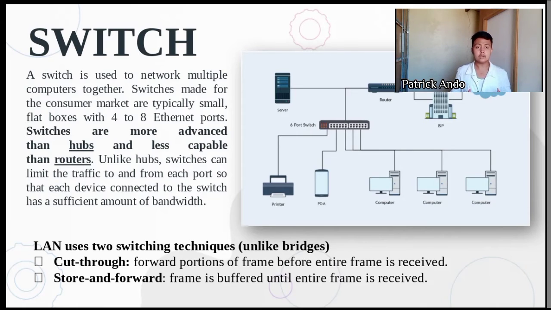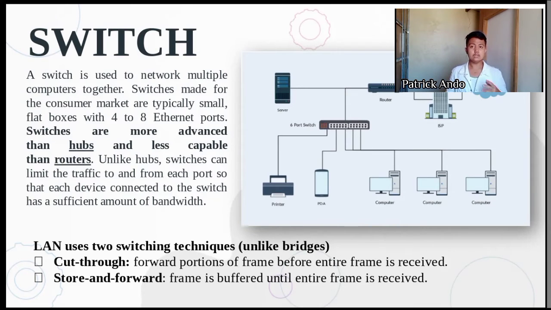So multiple computers can connect together through a switch. But switches are more advanced than hubs, but they are not as powerful as routers. Unlike hubs, switches can limit the traffic to and from each port so that each device connected to the switch has a sufficient amount of bandwidth. Devices which use switches will have fewer frame collisions. And also, switches will increase the performance of the network. So, if we use a switch, a device can transfer more data at a maximum rate.